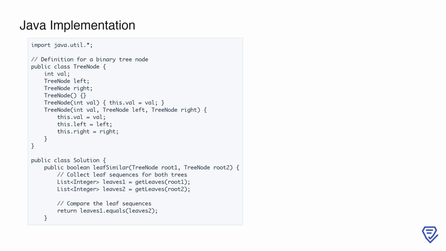Next, we define the main solution class, where the focus is on the method leafSimilar. This method compares two binary trees to determine if their leaf sequences are the same. To achieve this, we first collect the leaf sequences of both trees by calling the helper method getLeaves. These sequences are stored as lists of integers. Finally, we use the equals method to check if these two lists are identical. If they match, the method returns true, otherwise, it returns false.